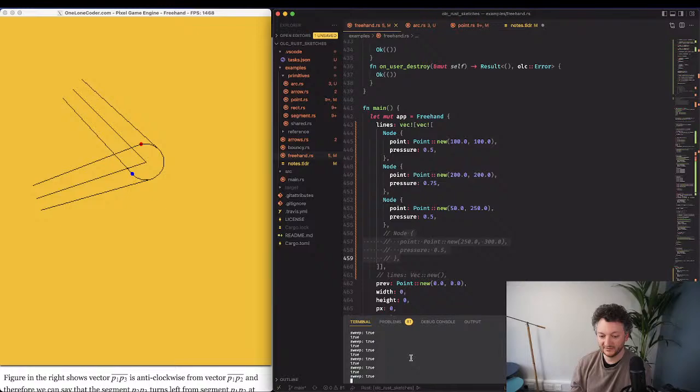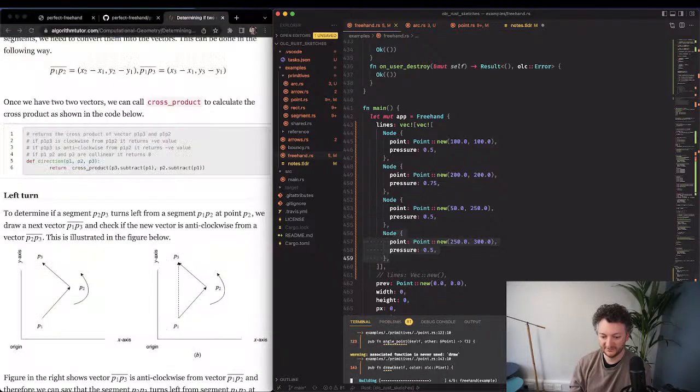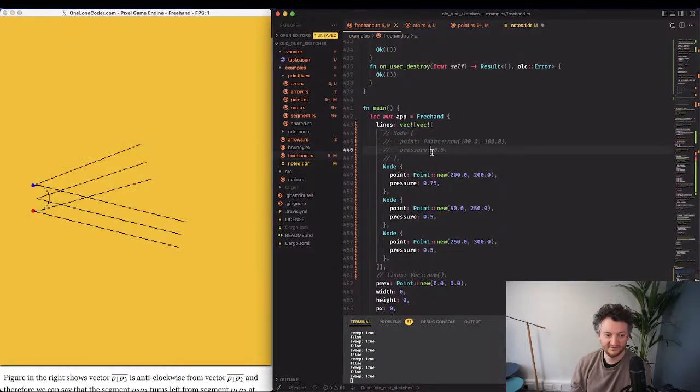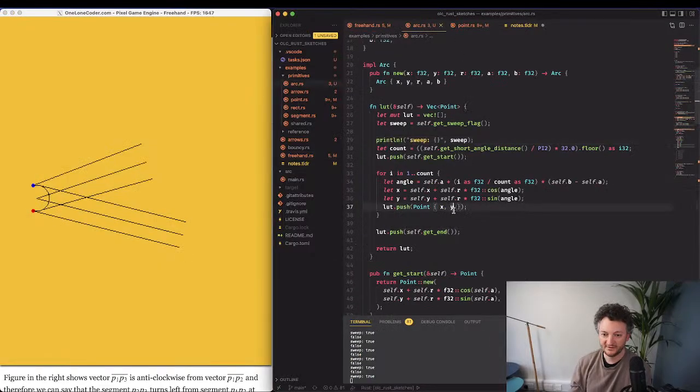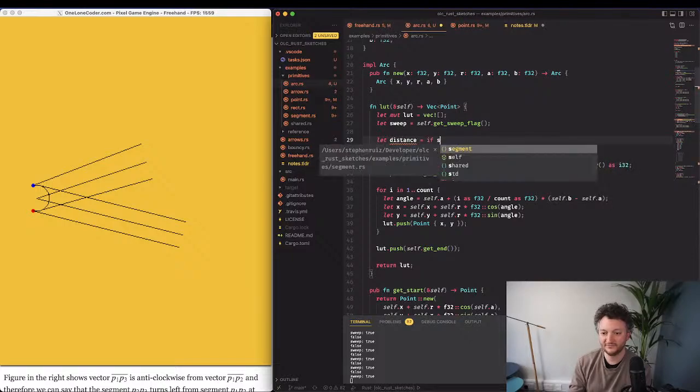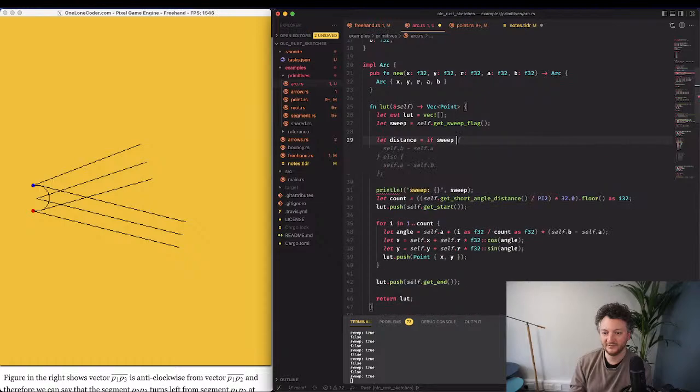Which maybe in this case it should be false, right? It should be drawing the short side rather than the long side. So I think that's the problem. Okay, so in that case, I don't want to get the short angle distance. I want to get the long angle distance. That distance equals if sweep. Let's try that.